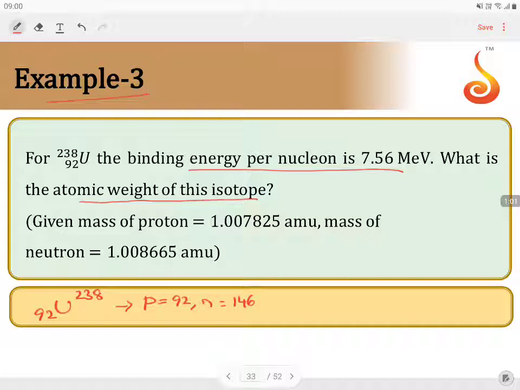So if you have protons and neutrons, can we find theoretical mass from this? Yes. How can we find theoretical mass? Delta M will be equivalent to theoretical mass minus actual mass. This is the formula we have. But for this, first we need to find theoretical mass. So what can be the expected theoretical mass?